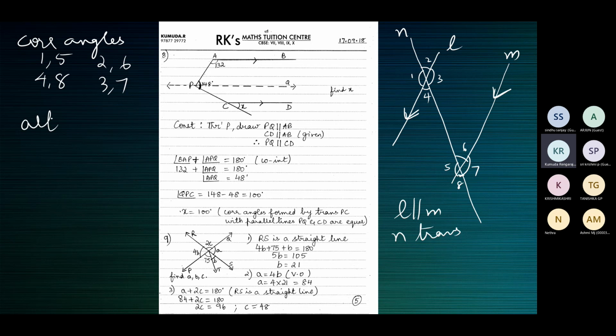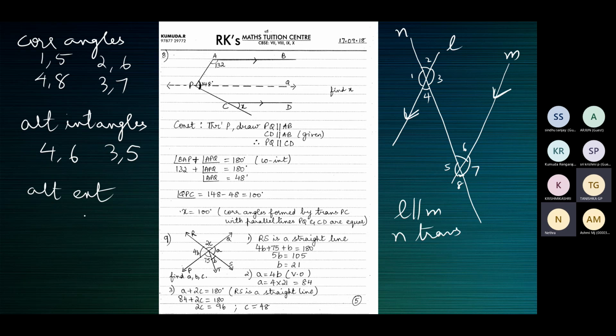What about alternate interior angles, children? Ma'am, angle 4 and angle 6, angle 3 and angle 5. Yeah, 4 and 6, 3 and 5. Very good. What about alternate exterior angles? Angle 1 and angle 7, angle 2 and angle 8. Very good. 1 and 7, 2 and 8.